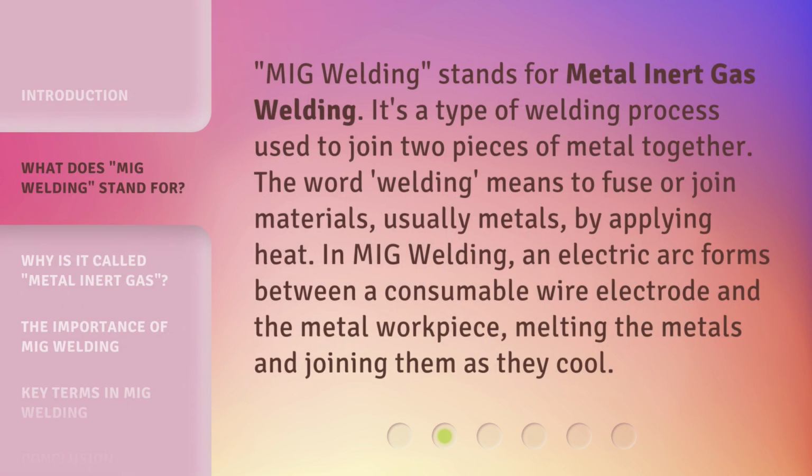MIG welding stands for metal inert gas welding. It's a type of welding process used to join two pieces of metal together. The word welding means to fuse or join materials, usually metals, by applying heat. In MIG welding, an electric arc forms between a consumable wire electrode and the metal workpiece, melting the metals and joining them as they cool.